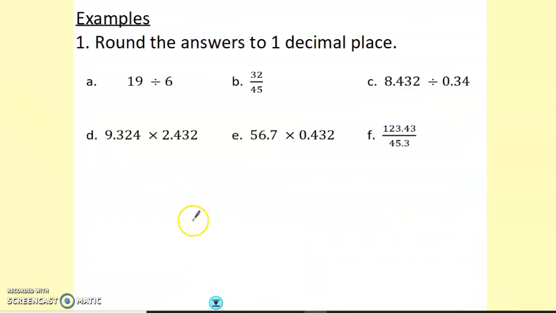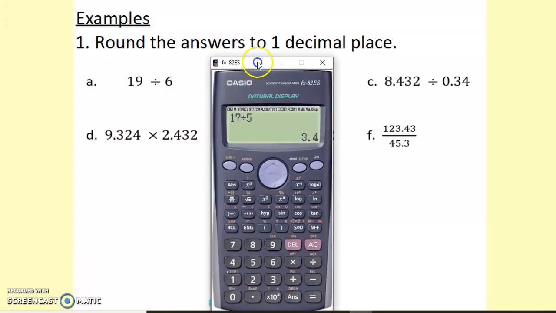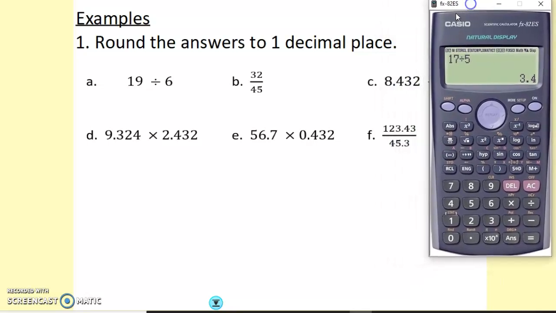What I want to have a look at then is just doing some calculations and rounding them. So getting used to looking at the answer on the calculator and rounding it. The answers to these first ones are just going to be to 1 decimal place. So please don't just sit and watch this. Get your calculator out, try it. Gives you a good idea of how your calculator works. Gives you a good idea of any problems with your calculator.